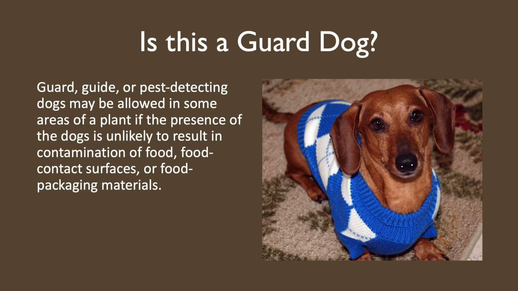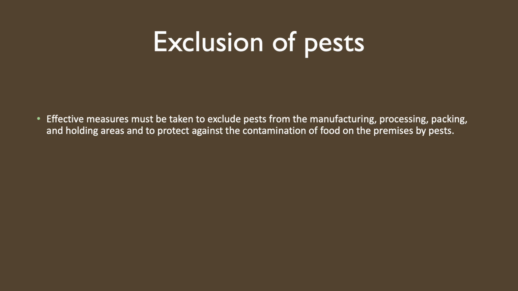Guard, guide, or pest detecting dogs may be allowed in some areas of the plant if the presence of the dog is unlikely to result in contamination of food, food contact surfaces, or food packaging material. Effective measures must be taken to exclude pests from the manufacturing, processing, packing, and holding areas, and to protect against the contamination of food on the premises by pests.